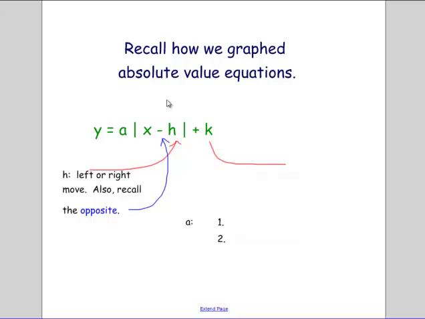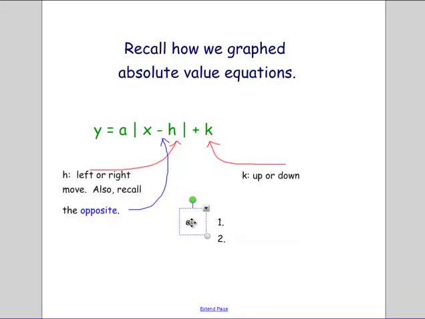Another thing is that the k value is not grouped in the absolute value with the x. It's the number on the outside being added or subtracted. It's the up or down move. That does not have an opposite to be aware of. If it says +3, you're going up 3. If it says -2, you're going down 2.